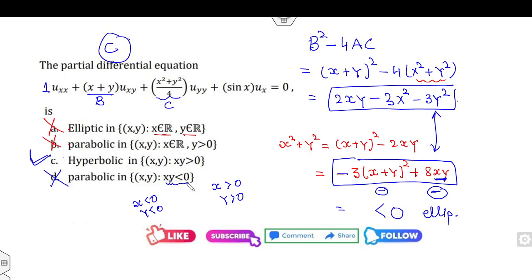When xy is strictly less than 0, I can choose xy as minus 1. So if I choose x equal to 1 and y equal to minus 1 and substitute this value, it will be minus 8, which is not 0. The right answer of this problem is C. That's the only right answer left, which is the correct answer of this problem.